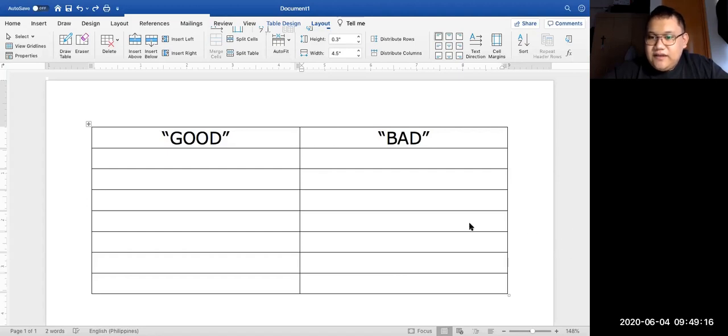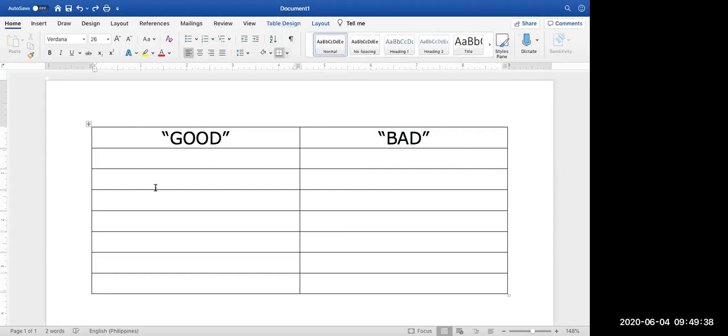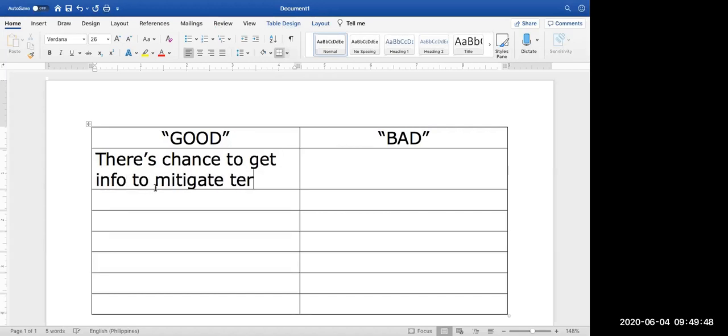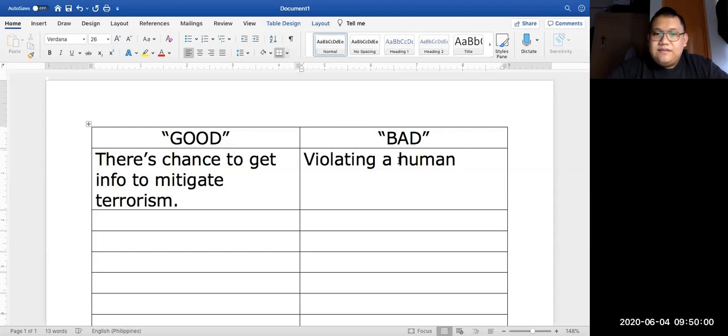Let's start with Zurich. Can you add something to this table? Whether bad or good, depende sa'yo. Good, sir. I think there's a high chance that you can get information that can help mitigate terrorism. Bad thing is you are violating a human right. Let's use human rights kasi maraming human rights involved.